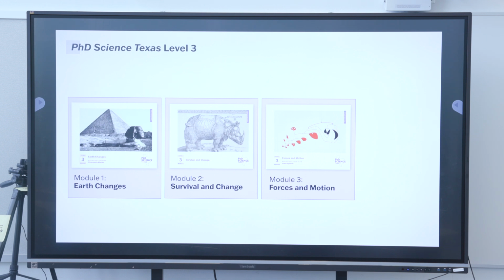The 3 Level 3 modules span a range of topics, from Earth changes to survival and change to forces in motion. Throughout each module, students engage in hands-on investigations, read knowledge-building core texts, and observe works of art to support their sense-making in science. They use the scientific and engineering practices to investigate key science concepts and make connections across recurring themes and concepts, while building knowledge and skills along the way.